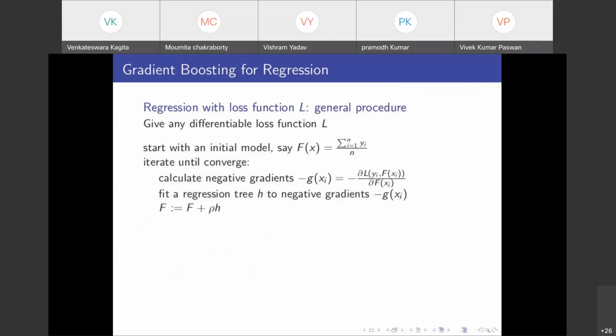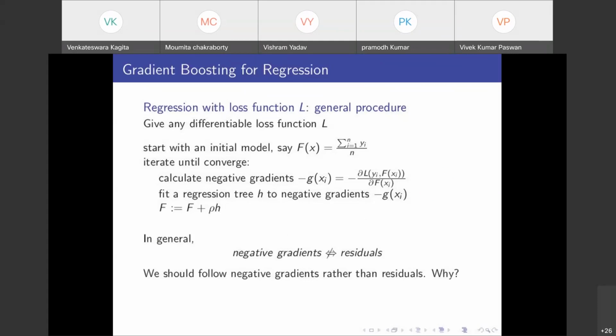So the general procedure is, given any differentiable loss function, start with the initial model, iterate until convergence by computing the negative gradient, fitting a regression tree h to the negative gradient, and updating the model: F equals F plus h. So in general, negative gradient is not equivalent to the residual, and we should follow the negative gradient rather than the residual. Why? Because if you follow the residual for each and every loss function, you will be paying too much attention to the outliers. Let's see how that happens.